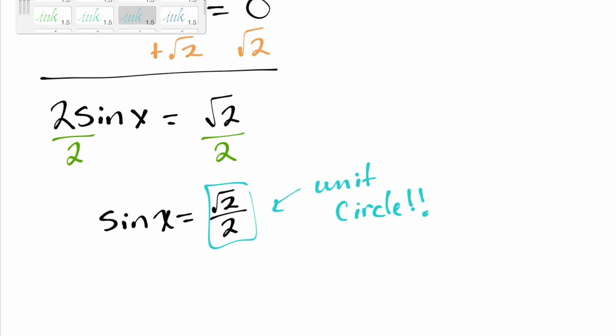So I don't even have to do the inverse sine. If I did, I would end up with some decimals. If I'm in degree mode, it would tell me 45 degrees. But if I'm in radians, it won't tell me that nice pretty pi over 4.